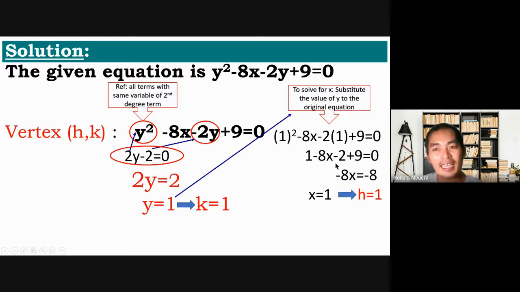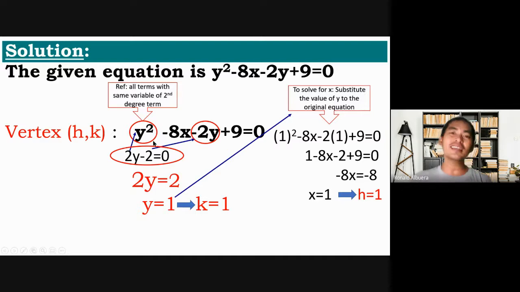Okay? Retain negative 8x sa left at yung mga constant, simplify and then transpose to the right. This is positive 1, yung 9 positive, add. 9 plus 1, 10. Then negative 2, subtract. 10 minus 2 is 8. Transpose 8 to the other side, it became negative 8. And we divide both sides by negative 8 kasi dapat x lang dito. So negative 8x divide negative 8 is x. Negative 8 divide negative 8 is 1. And this is the value of x and the value of h of the vertex.